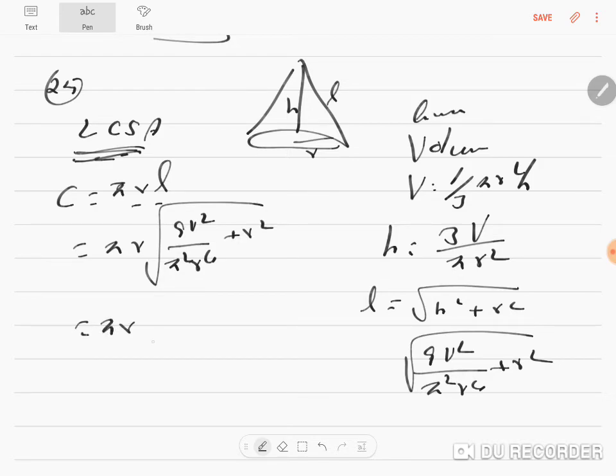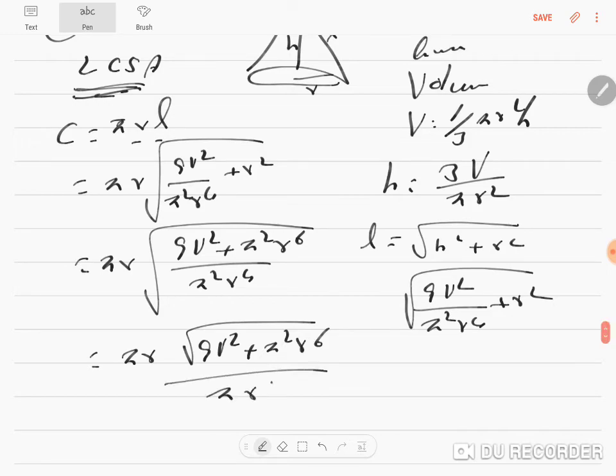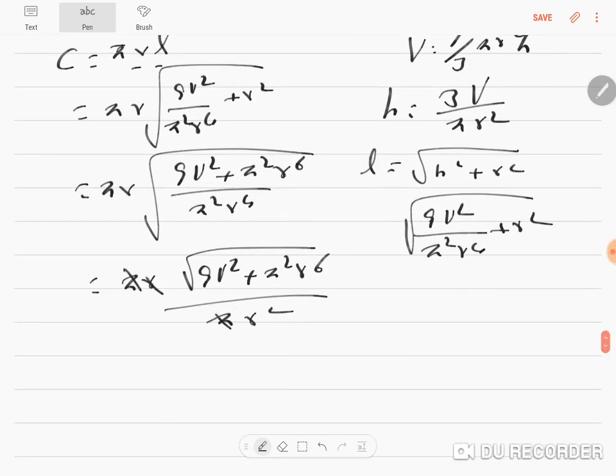So it's pi r root of 9v square plus pi square r to the power 6, over pi square r to the power 4. Then we take the root out in the denominator, it will become root of 9v square plus pi square r to the power 6 by pi r square. So pi and pi get cancelled, r and r get cancelled. You have to square both sides because it's maxima minima, you are allowed to do that: r to the power 6 by r square.